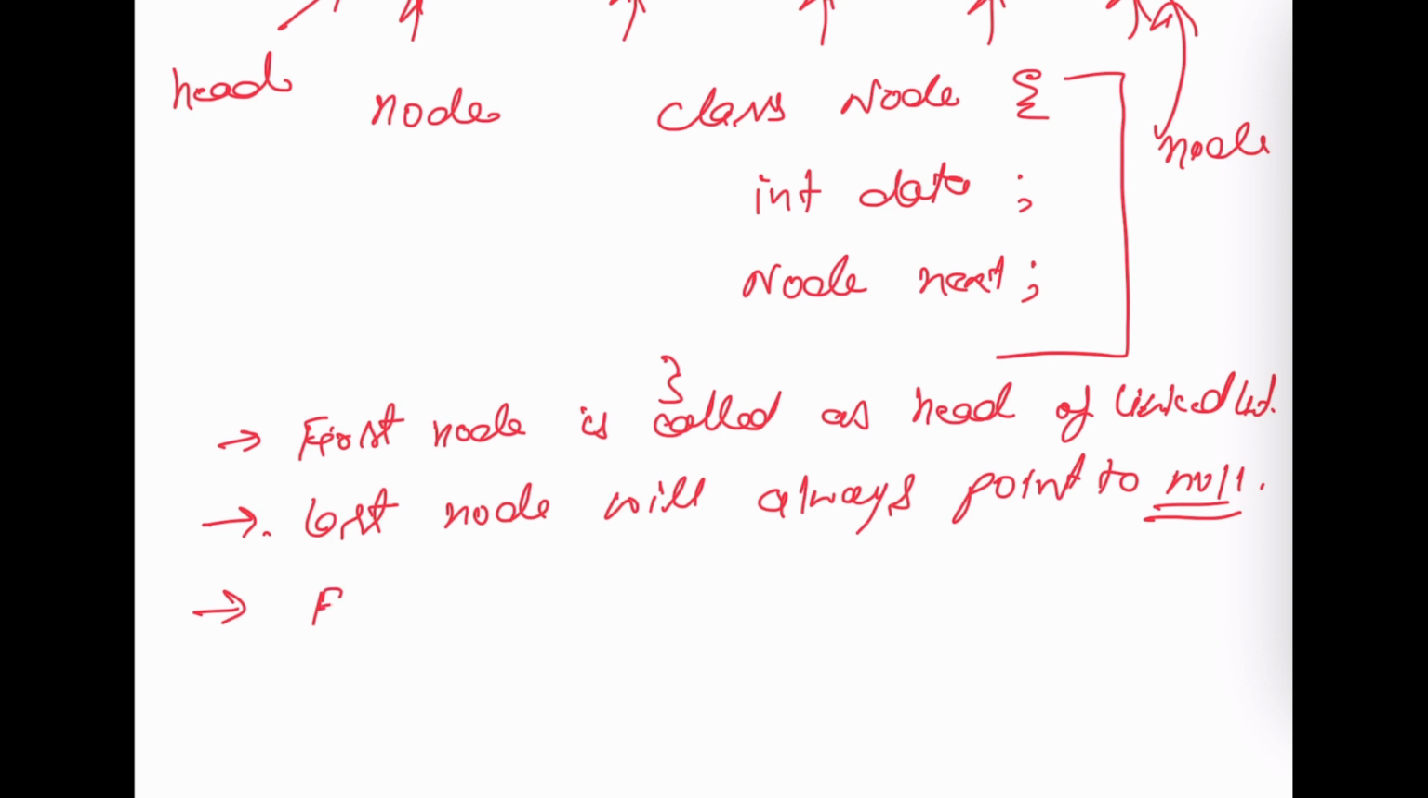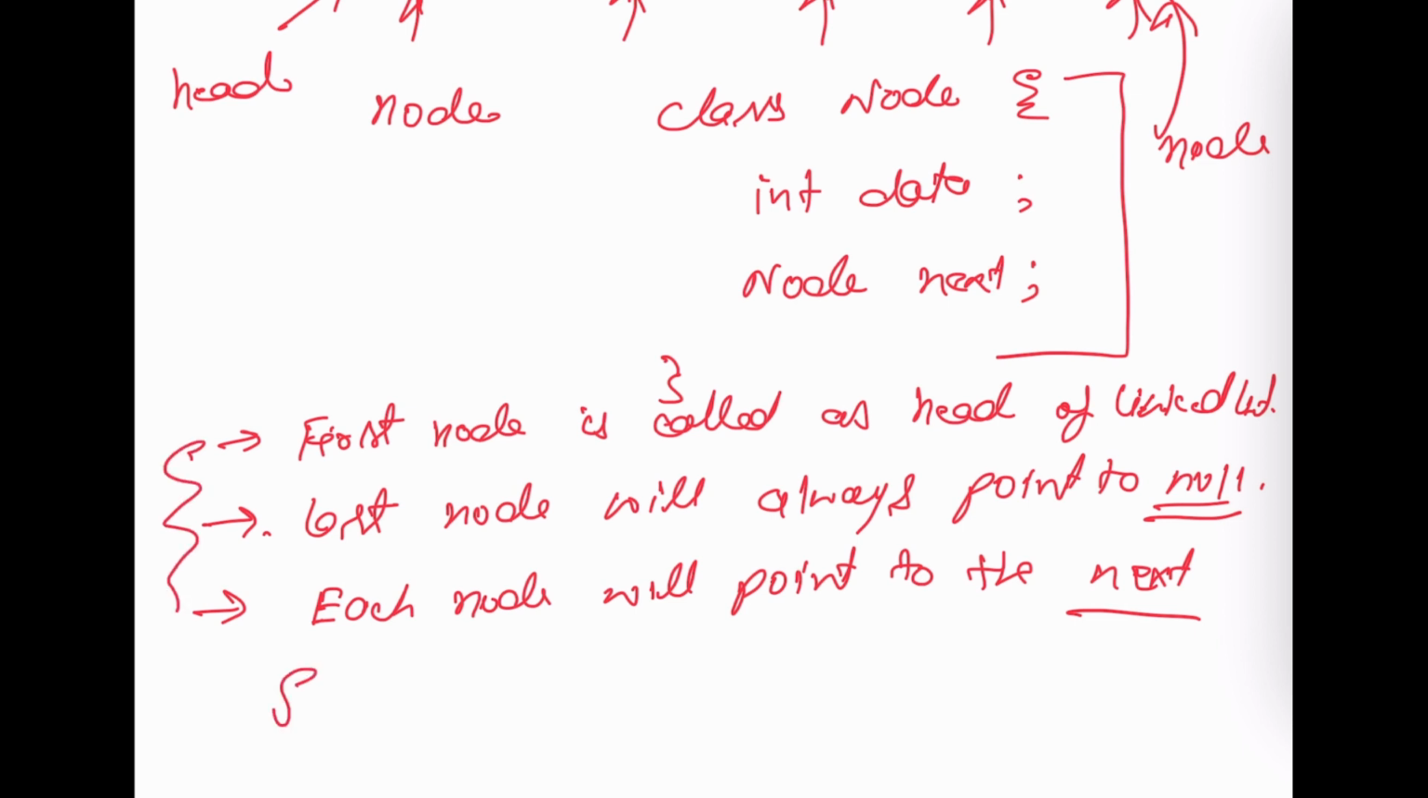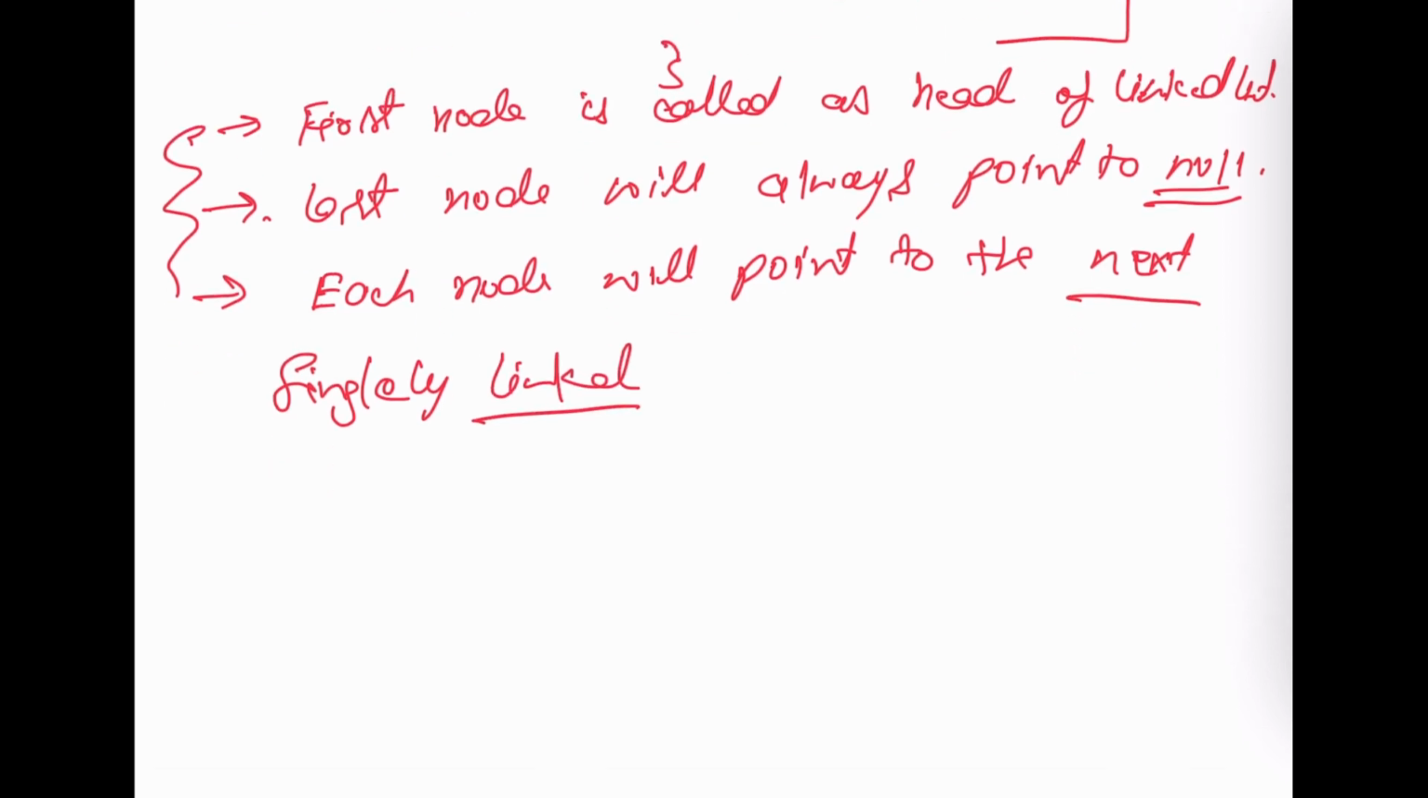And each node will point to the next node. So this is the main characteristic of a singly linked list. There are different kinds of linked lists we use, and one is the singly linked list.